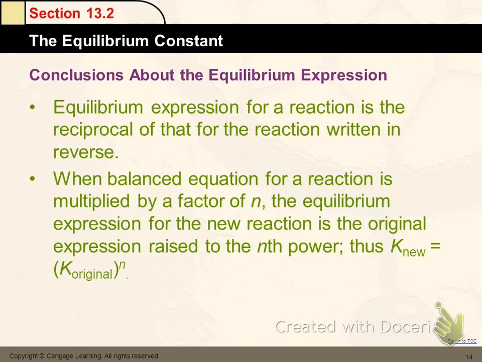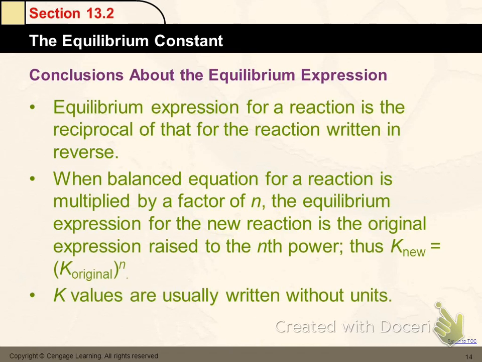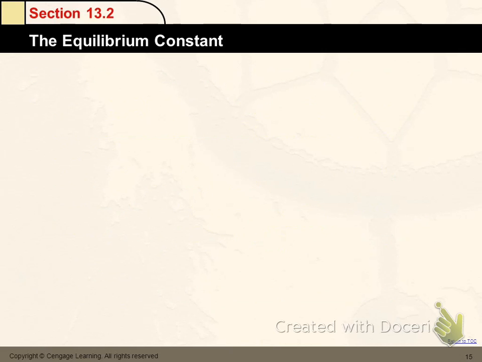Now, when the balanced equation for a reaction is multiplied by a factor of n, the equilibrium expression for the new reaction is raised to the nth power. Thus, the new equilibrium constant is just the original, or the beginning or forward reaction equilibrium constant raised to that power. So we still have the same changes, and it just wants to make sure that we know the transference of the information. And again, K values are given without units.